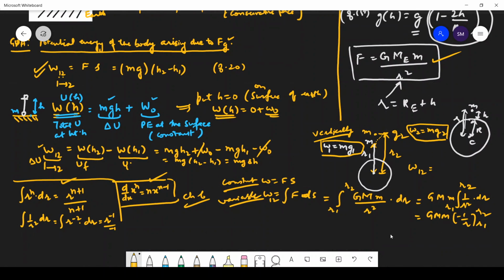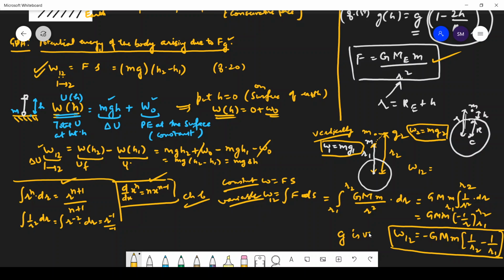So what do we get? That's equals to, so this minus will come out, G, this is small m, this capital M, GMm into, now put final value, r is equals to r2 minus initial value, that is r1. So students, that's my work done, okay? So when I was at a significant distance where g is variable, so here g is varying, okay, and this is the work I have done.